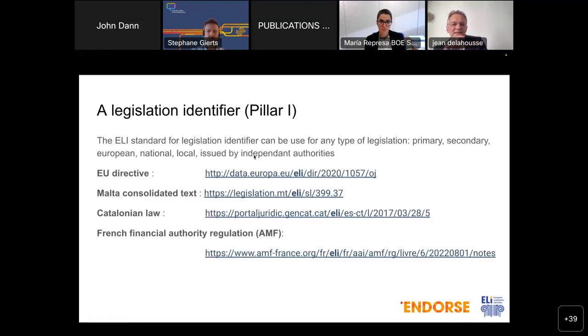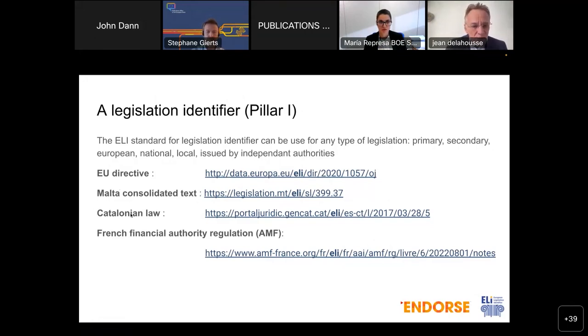Another point is that this identifier is not only for European or national legislation. It can be used at any level of legislation. I give you here different examples of ELI identifiers. So you have a directive here, just indicating it's a directive, the year, the number, and the fact that it's published at the OJ. You see here a consolidated text in Malta. So you have the same Malta, ELI, the type of legislation, its identification, chapter in consolidated text.